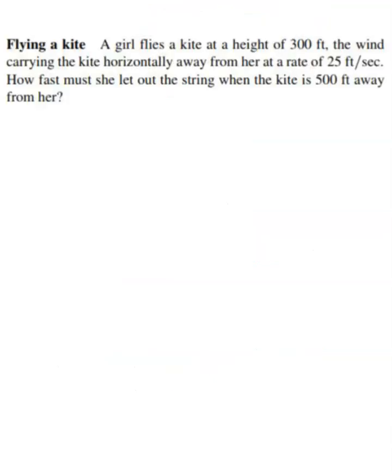Problem, we have flying a kite. A girl flies a kite at a height of 300 feet, the wind carrying the kite horizontally away from her at a rate of 25 feet per second. How fast must she let out the string when the kite is 500 feet away from her?